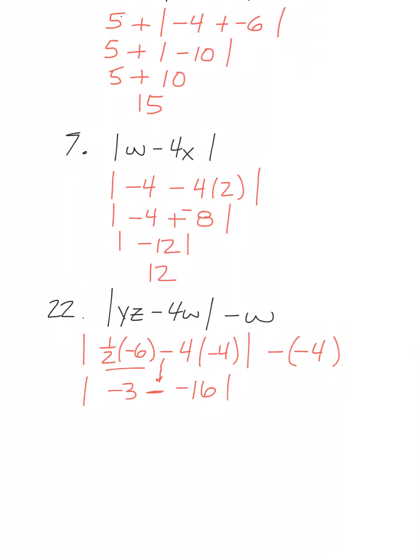But then I'm going to add the opposite. So on the inside, I end up with the absolute value of 13. Subtract a -4. We add the opposite again. Absolute value of 13 is 13. So I'm ending up with 13 plus 4, which is 17. So we follow our same order of operations, just making sure we're looking at the absolute value symbols as grouping symbols.